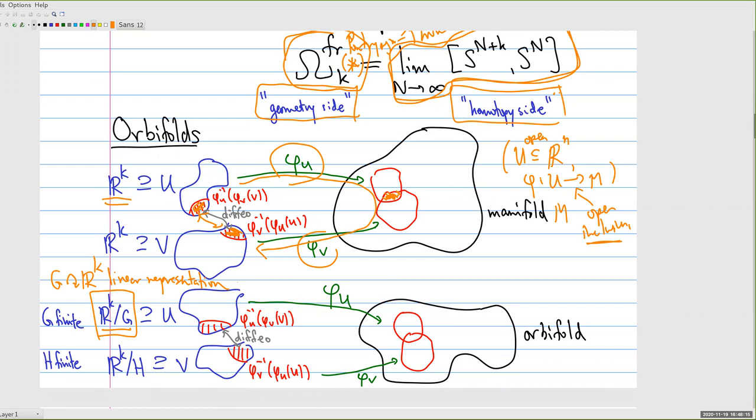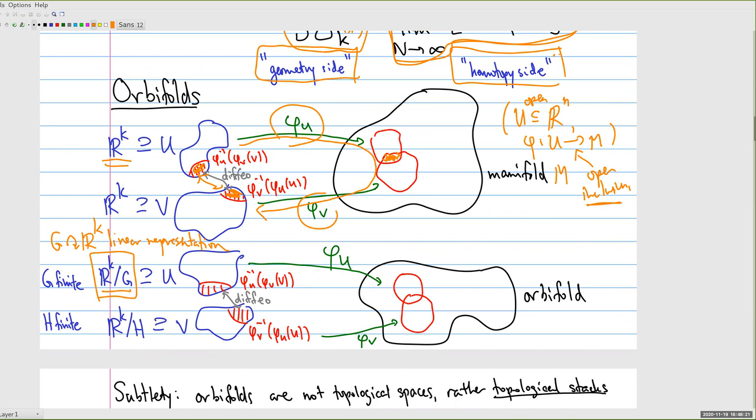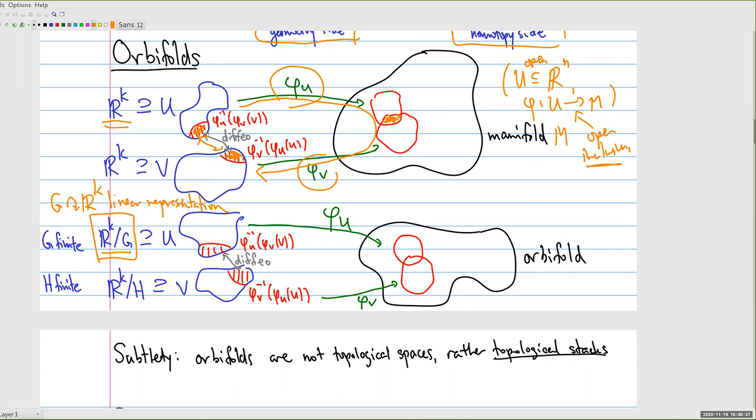So there's an additional subtlety to this definition, which I want to at least mention, but won't explain in detail. Orbifolds are not topological spaces. They're something slightly more complicated, topological stacks. One of the things that this gives you, which a topological space does not, is that to each point in the orbifold you get a group attached to it, which is called the isotropy group at that point.